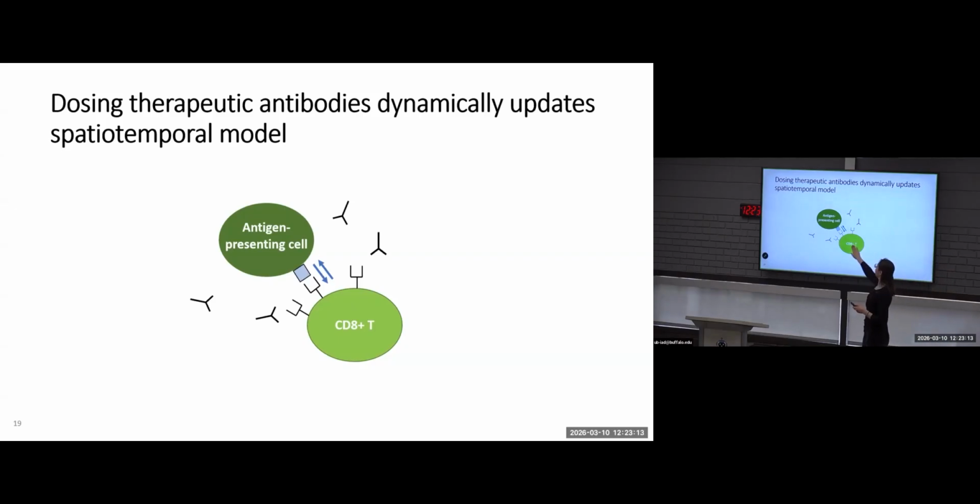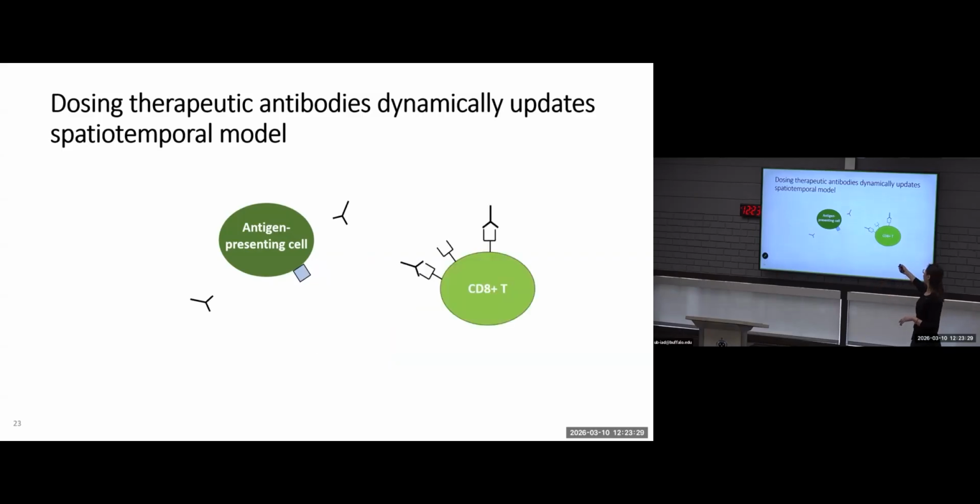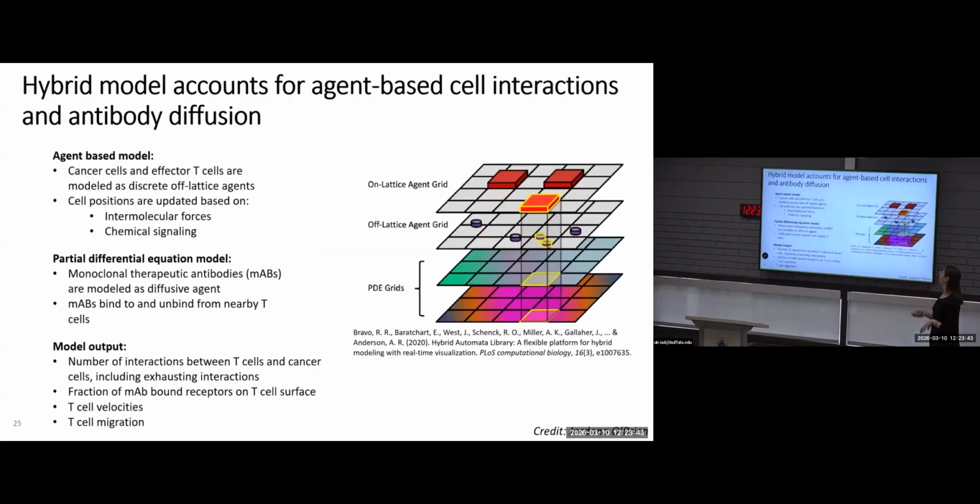Now we introduce these therapeutic antibodies that can bind or unbind to these off switches. We're now simulating these dynamics explicitly. The antibodies can bind to the T cell. They can even go for a ride on the T cell and then become unbound somewhere else in the tumor. So now we're not only accounting for cells moving around, we're accounting for antibodies diffusing into the tumor and then potentially moving around the tumor. Now, this is where things start to get a little bit juicy computationally.